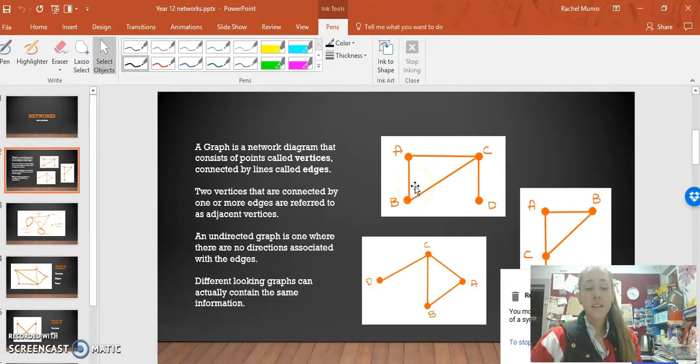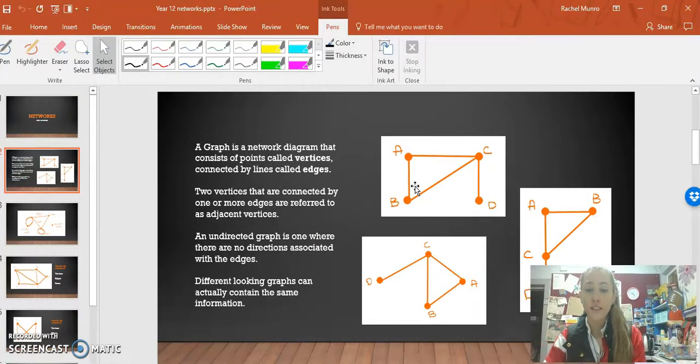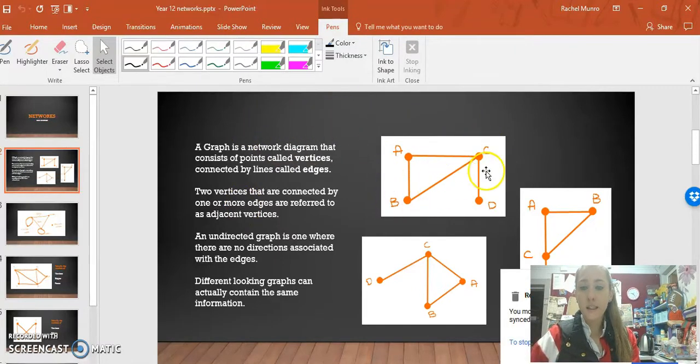Okay, so a graph is a network diagram that consists of points called vertices. So our vertices in this graph, for example, will be A, B, C and D. A is the vertex, so vertex is the singular form of vertices, and they're connected by lines called edges, so edge AB, AC, CD, and so on and so forth.